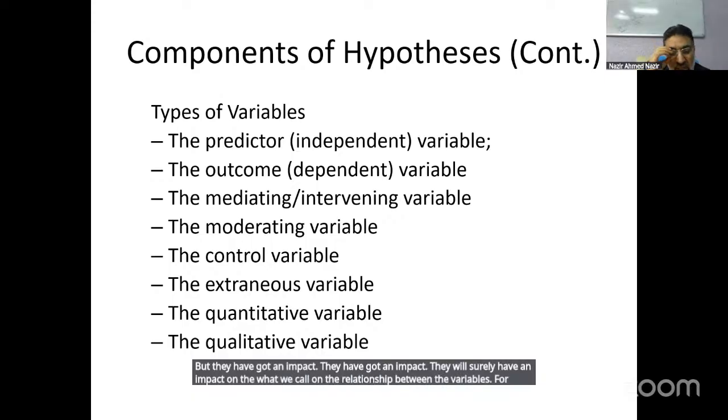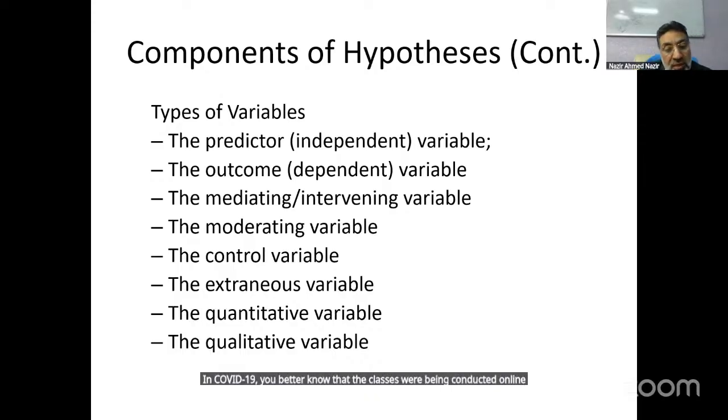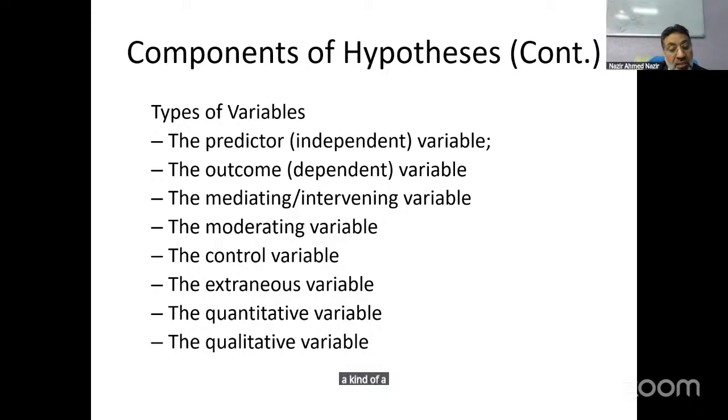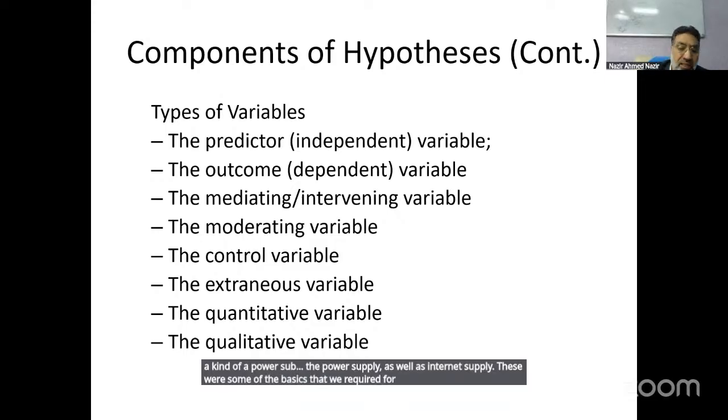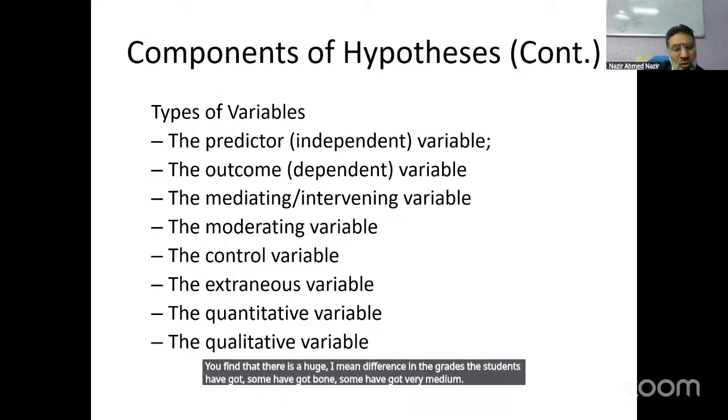For example, we may take the case of COVID-19. In COVID-19, you better know that the classes were being conducted online, exams were being conducted online, and what was required was that a student needed to have a smartphone and uninterrupted power supply as well as internet supply. These were some of the basics required for conducting online classes. But then, you look at the grades that the students have got. You find that there is a huge difference in the grades. Some have got good, some have got very medium, some have got very low, and so on.